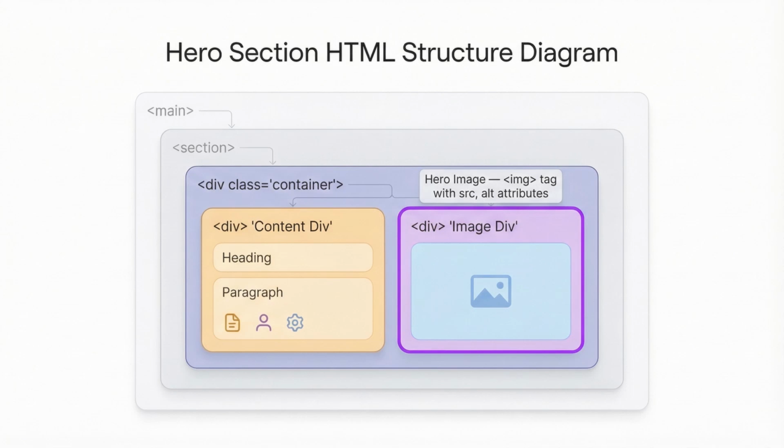The right side of the hero section contains just one thing, the hero image. This is your profile photo or a featured image. It's placed inside its own div, and the image tag should always have a proper alt attribute filled in. Never leave accessibility attributes empty. They matter for screen readers and SEO.